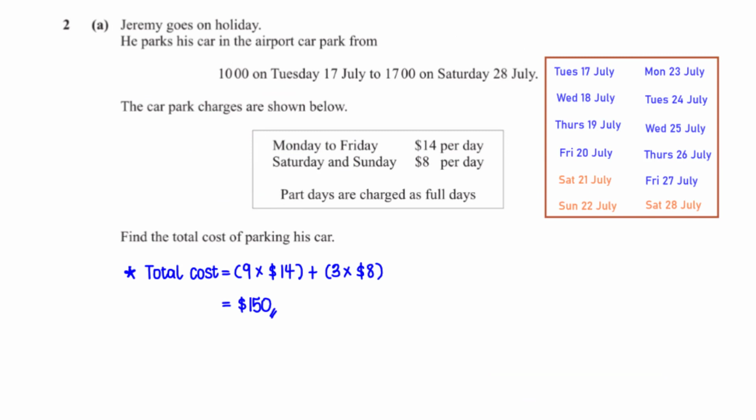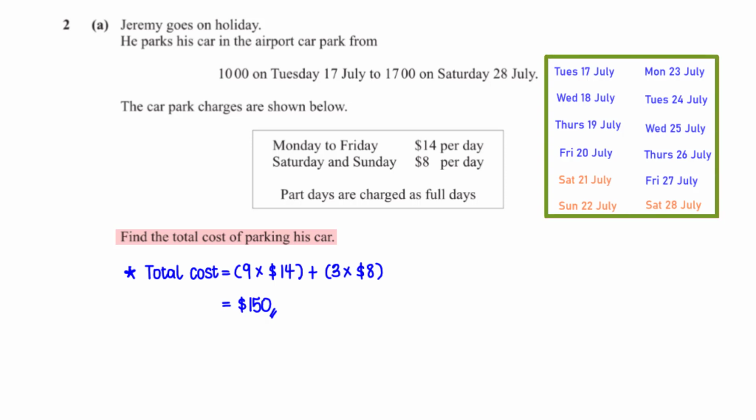Jeremy goes on holiday. He parks his car in the airport car park from 10 o'clock on Tuesday 17 July to 17 o'clock on Saturday 28 July. The car park charges are shown below. Find the total cost of parking his car.